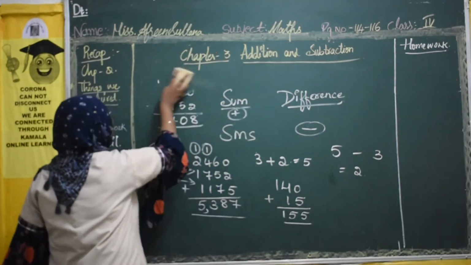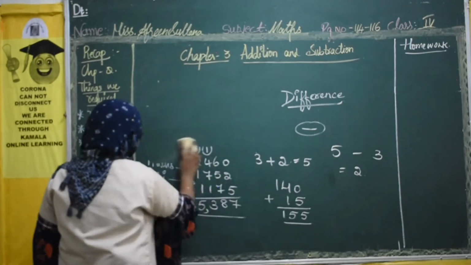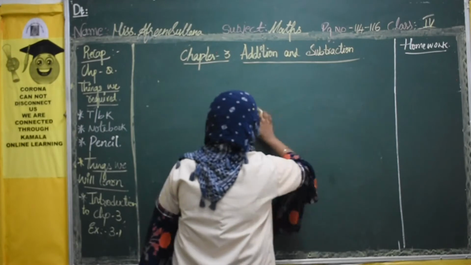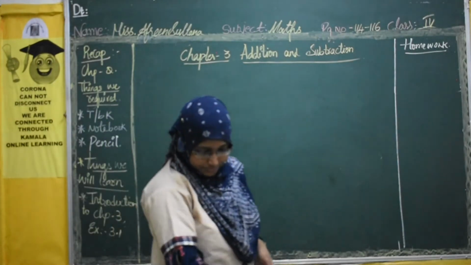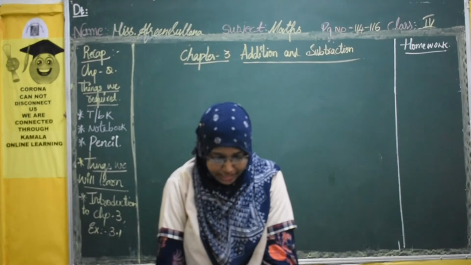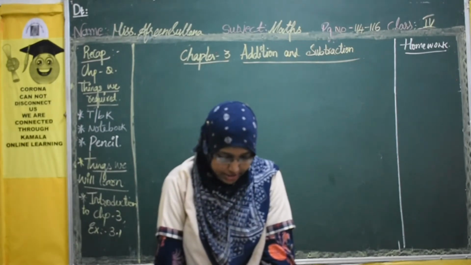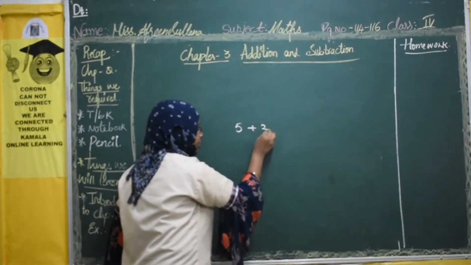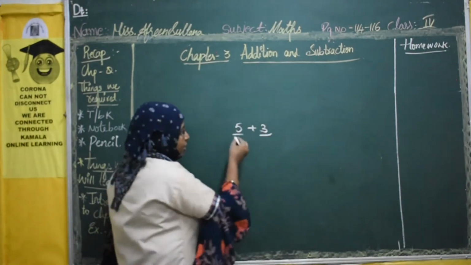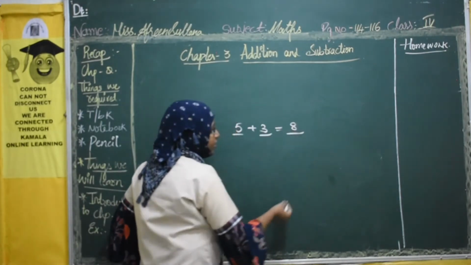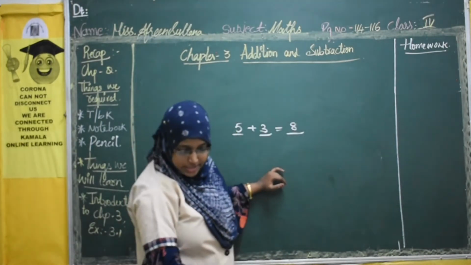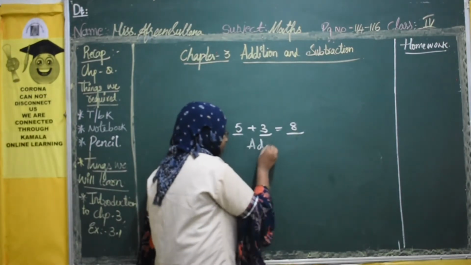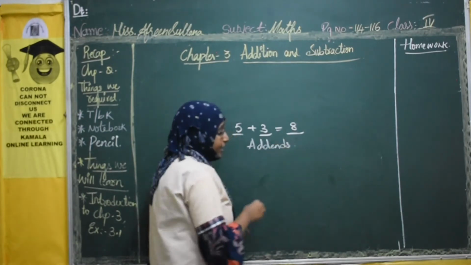Addition of large numbers, or sum of large numbers. See what they have given here. The numbers being added are called addends and the answer of any addition operation is called the sum. Now we have just taken 5 plus 3. These two we call addends. 5 plus 3, how much? 8. This is our addition product, that is the sum. These two are called addends. They are adding up.